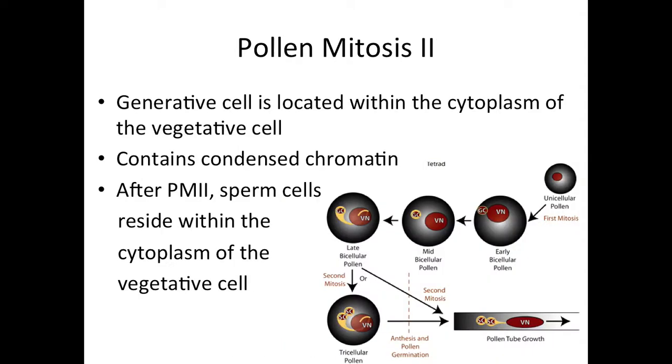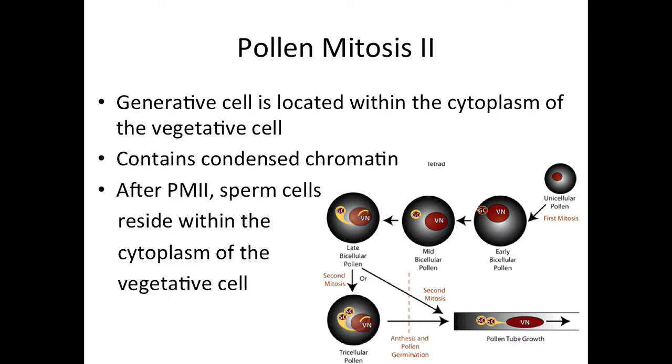All right. Now, pollen mitosis 2 may happen inside of the anther if you're going to have tricellular pollen, or it's going to happen if you have bicellular pollen. It will happen either on the stigma or within the pollen tube in the style.